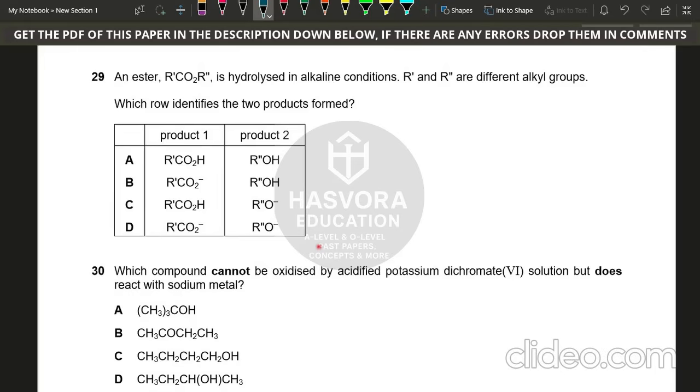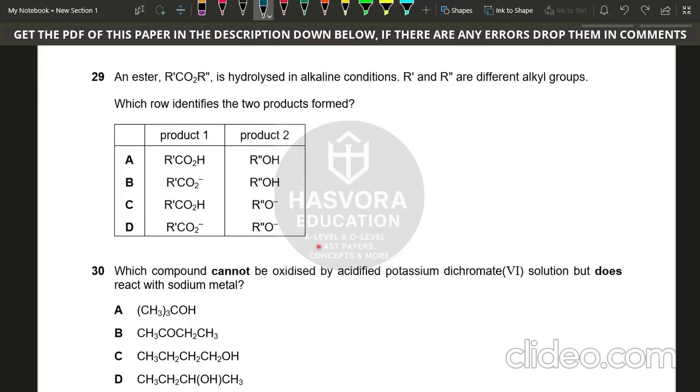Now question number 29 says that in an ester, they have given you the R prime as one of the side chains, and then we have the CO2, and then we have the R double prime, which is the other side chain. Okay, so it is hydrolyzed in alkaline conditions. R prime and R double prime are different alkyl groups which will identify the two products formed.